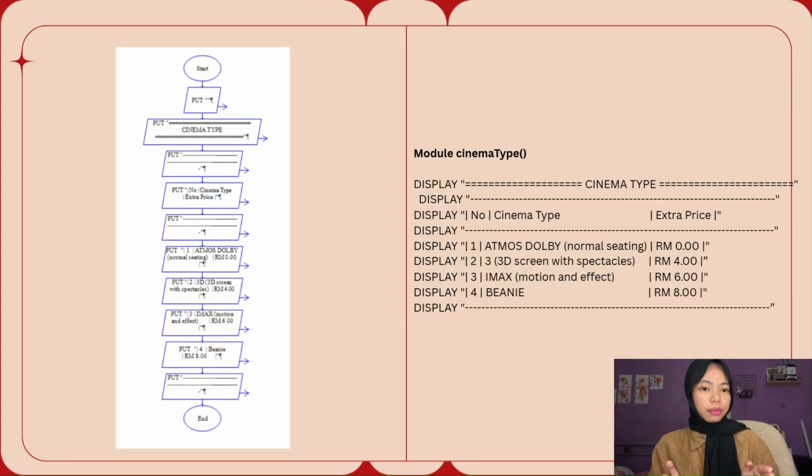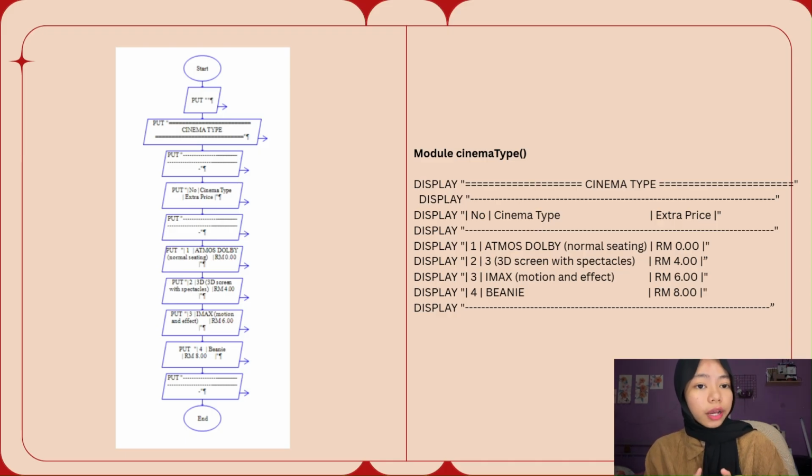This module is used to display all the cinema types and their extra prices. It shows a table format with cinema options, cinema descriptions, and cinema prices. For example, for option number 1, which is Atmos Dolby, no additional price will be charged. Option number 2, 3D, the additional price will be 4 ringgit. Option number 3, IMAX, the additional price will be 6 ringgit. And last, option number 4, the additional price will be 8 ringgit. The cinema price will be applied per pax based on how many the customer enters into the system.